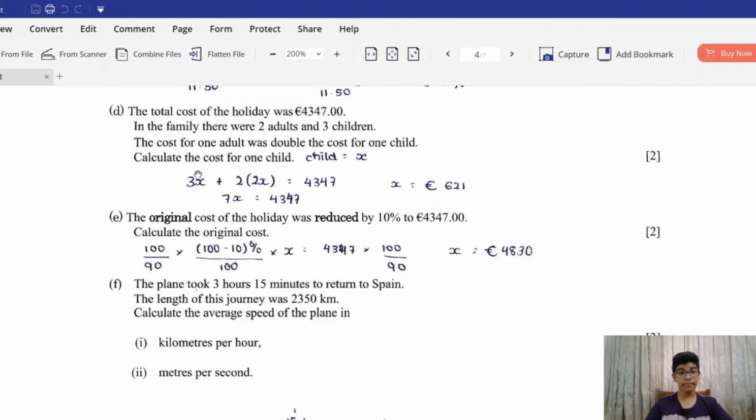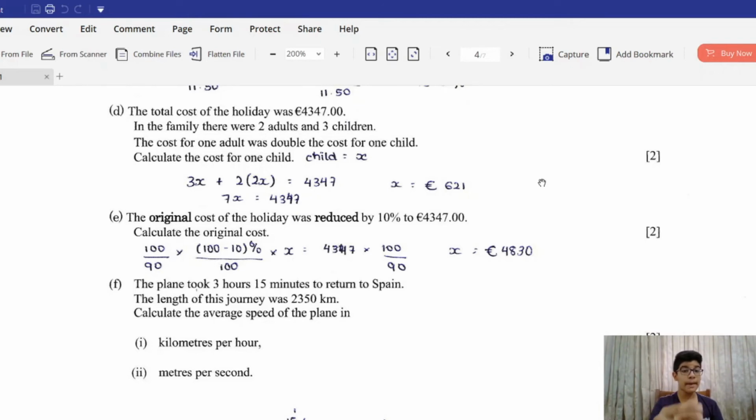Part D. The total cost of the holiday was 4,347 euros. In the family, there were 2 adults and 3 children. The cost for one adult was double the cost for one child. Calculate the cost for one child. So let child be x. There were 3 children. So directly 3 multiplied by x, 3x, plus 2 adults.